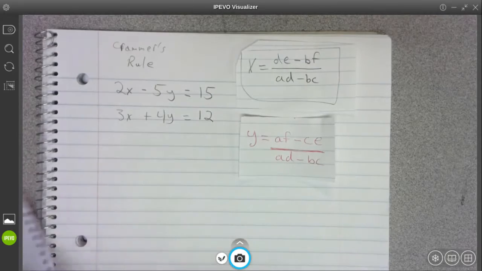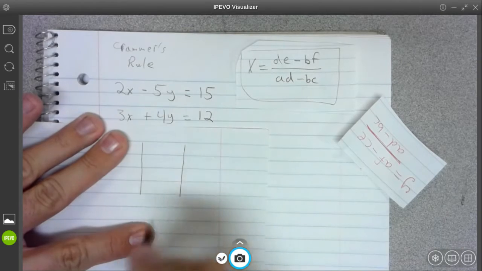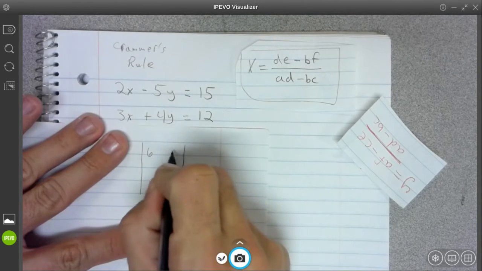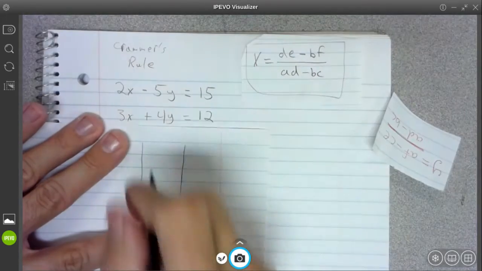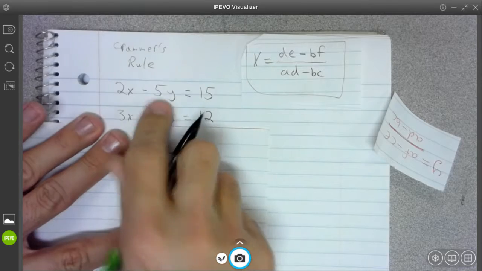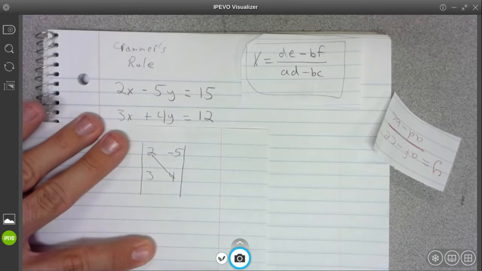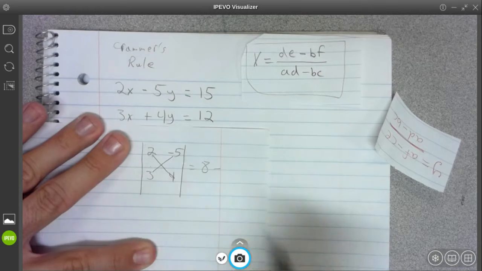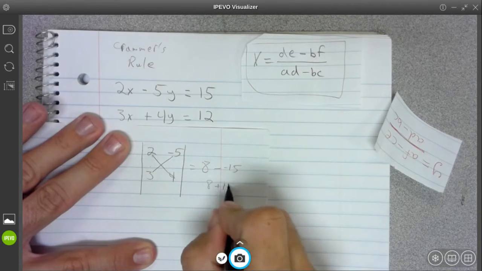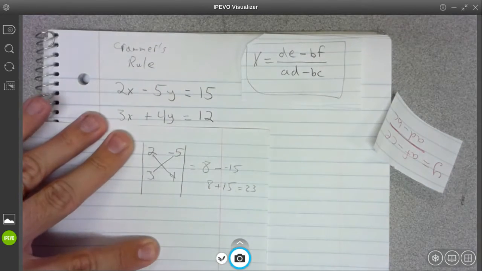So we had mentioned, for determinant they have this little shorthand notation, the little bars. Actually, let me just fill it in with our numbers. We have 2, -5, 3, and 4. And so the determinant is 2 times 4, which is 8, and then minus 3 times -5, which is -15. So this comes out to be 8 plus 15, or 23. Okay, so the little bars represent determinant.